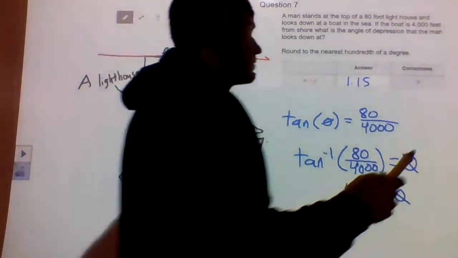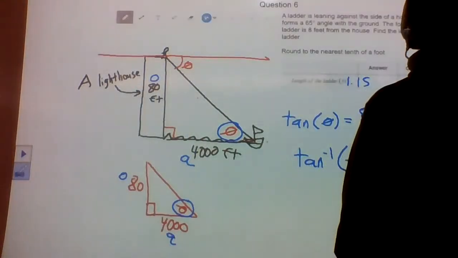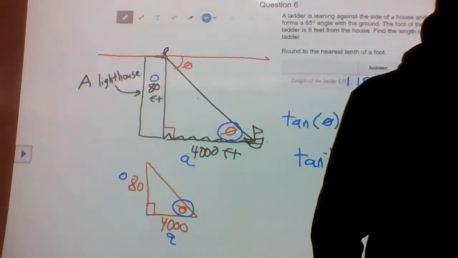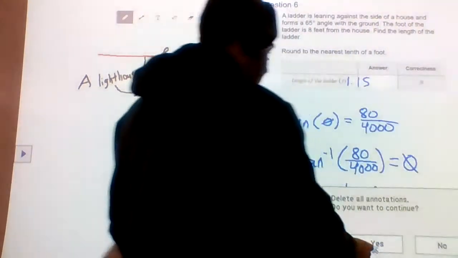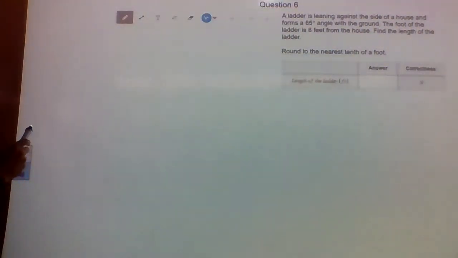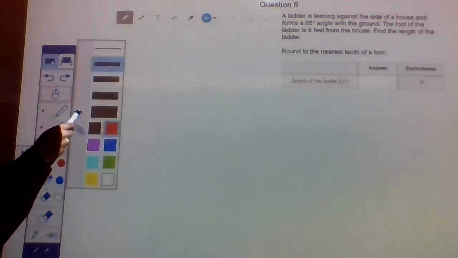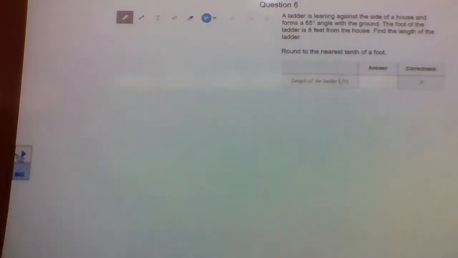The OCD in me is not going to be very happy with this, but I do not want to do the whole thing over again. All right, number 6. I don't know how we did that.